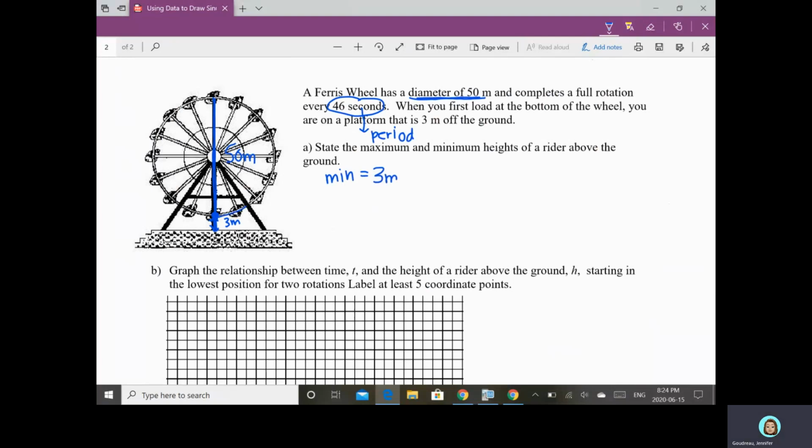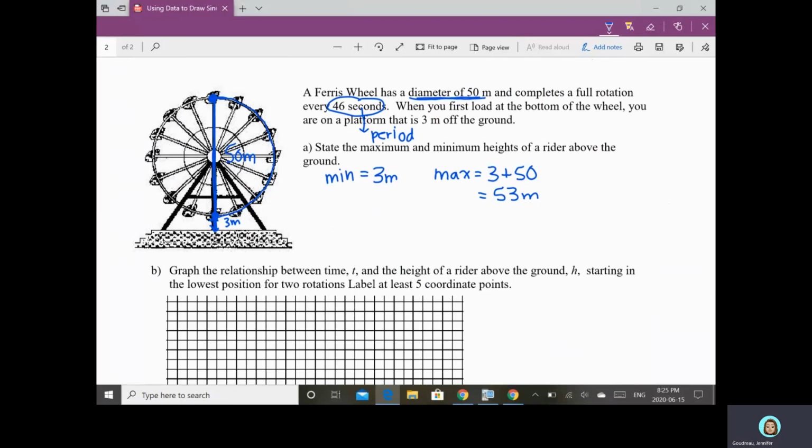You take the Ferris wheel, you are going around the Ferris wheel. When you get to the very top of the Ferris wheel, that's the highest you are above the ground. That's your maximum height. In this case, our maximum height takes into consideration the 3 meters above the ground plus our 50-meter diameter. Our maximum height is 53 meters above the ground. Again, be careful. Our maximum and minimum heights are based off how far above the ground we are plus the diameter or the radius of the circle.